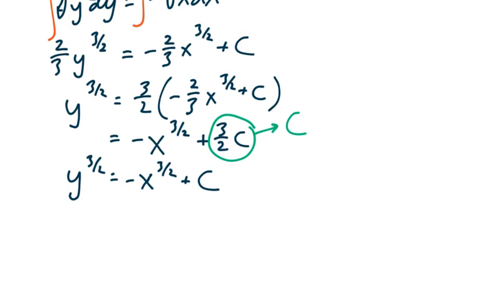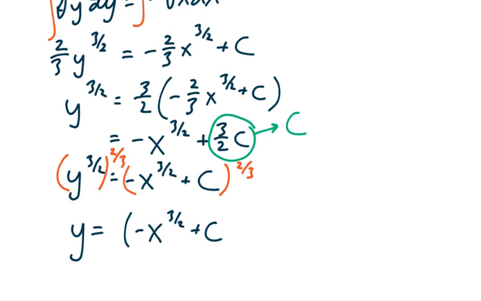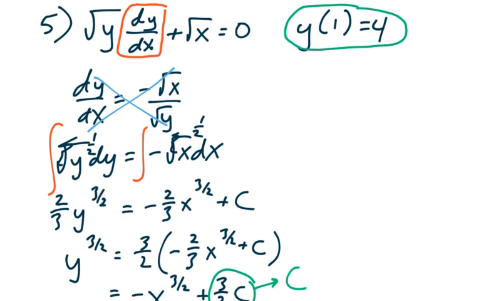All right, last thing to do. It's being raised to the 3/2, so we do the opposite. So let's raise both sides to the 2/3. That'll cancel out these exponents. Y to the 1 power equals, well, I get negative x to the 3/2 plus c raised to the 2/3 power. And I can think about the fact that that's basically the cube root of that thing squared, but right now it doesn't really matter. I can leave it like that. But let's use the given information now, and let's solve for c and get a final solution.